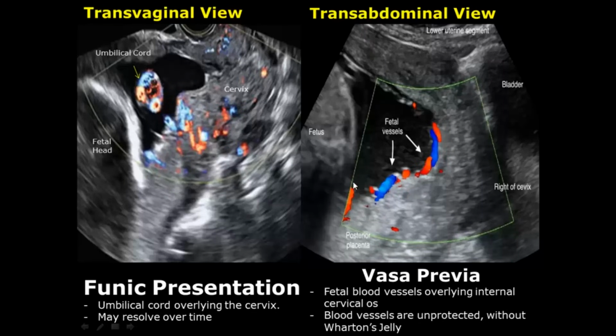Now it is different from a funic presentation in which the umbilical cord overlies the cervix. We can see the umbilical cord moving and floating in the amniotic fluid, and we can also see the Wharton's jelly, and this presentation may resolve over time. Whereas in vasa previa, we do not see any part of the umbilical cord floating in the amniotic fluid.